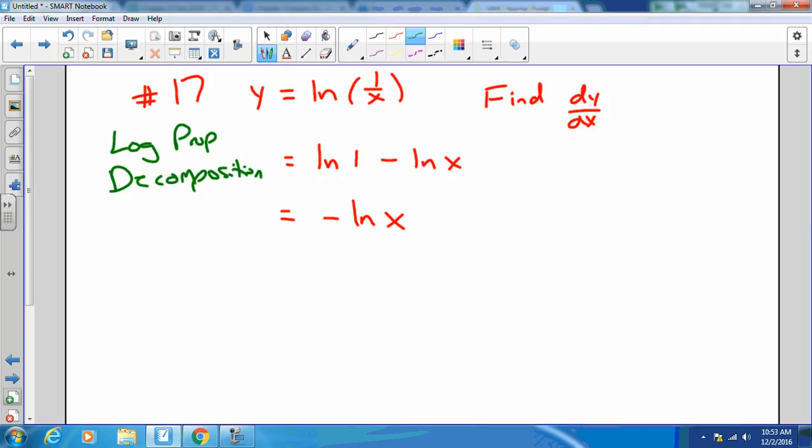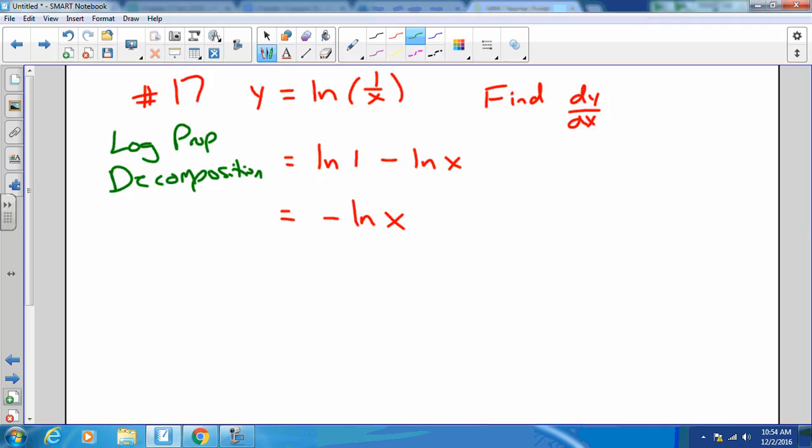So that before I ever get started on differentiation, no calculus done yet, I use my log properties to decompose this to a simpler form. We look at this, and it's pretty easy to see. We would much rather take the derivative of negative ln x than the derivative of ln of 1 over x.